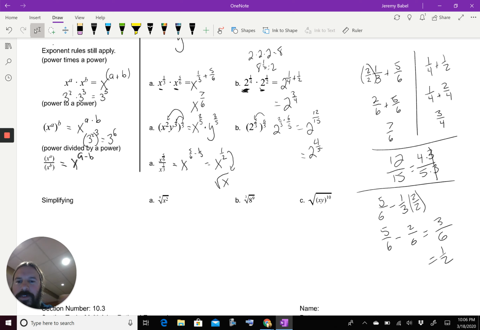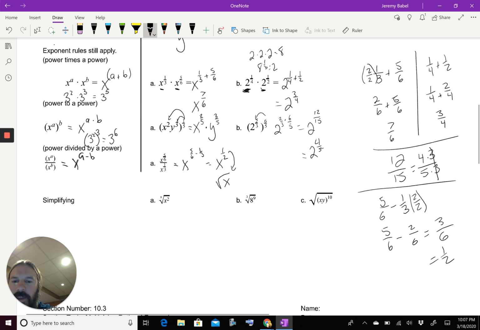The last part for section 10.2 is simplifying when we have these radical expressions, and we can do that by turning this radical expression into an exponential one. Rewrite it. So here's our numerator. Here's our denominator for the exponent. So that's going to be x to the 2/8. 2/8 reduces, so that's just x to the 1/4.